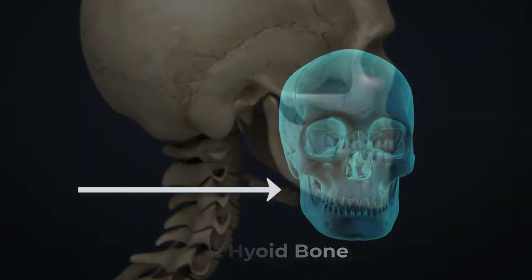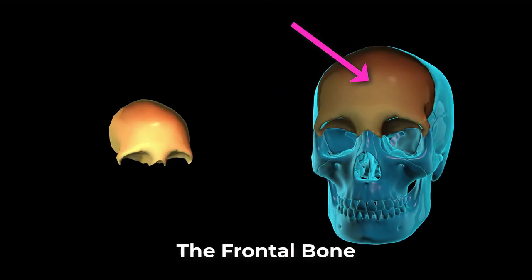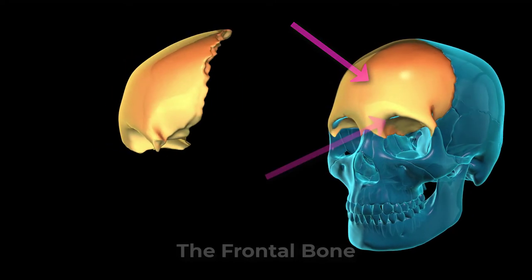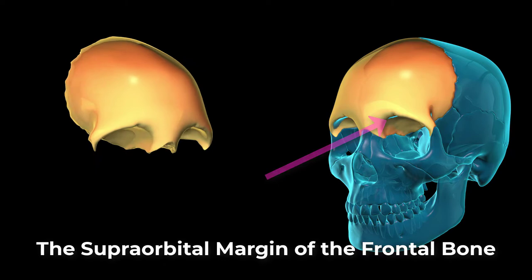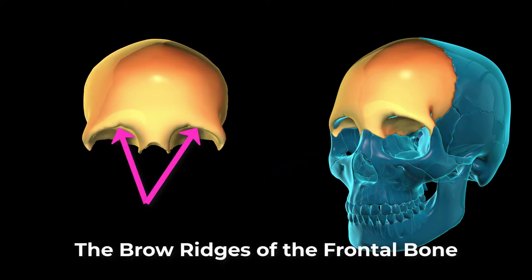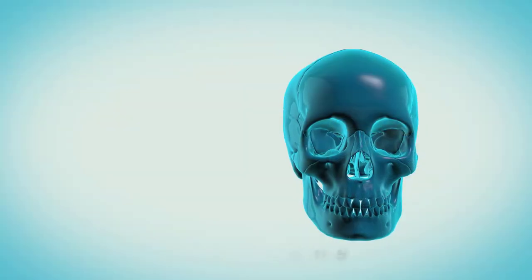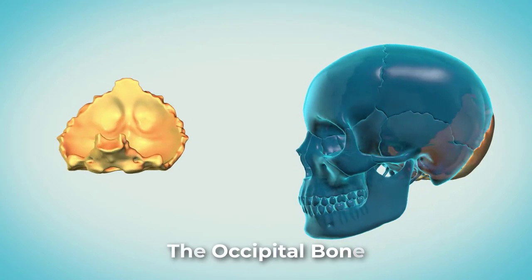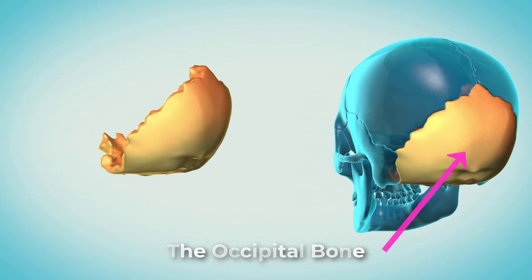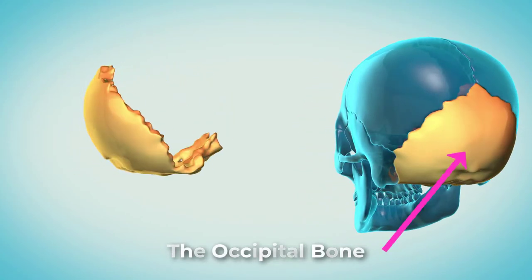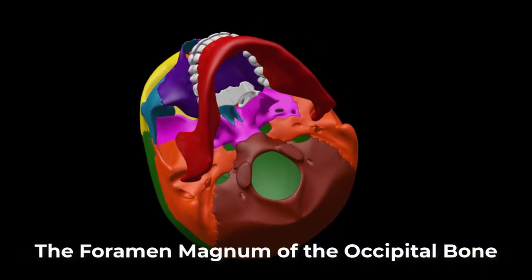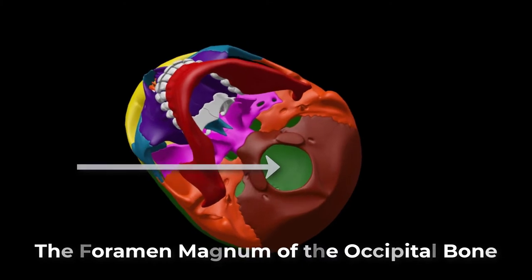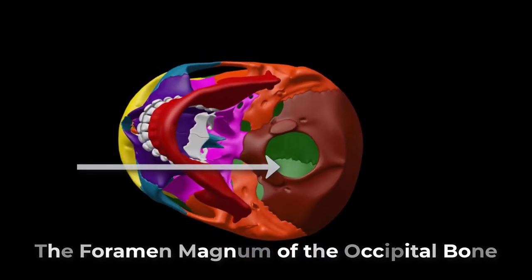neck. The frontal bone is the single bone that forms the forehead. The frontal bone is thickened just above the supraorbital margin, forming the rounded brow ridges. The occipital bone is the single bone that forms the posterior skull and the posterior base of the cranial cavity. On the base of the skull, the occipital bone contains a large opening called the foramen magnum.